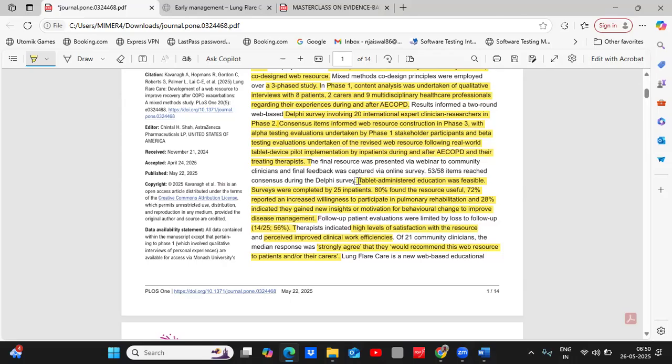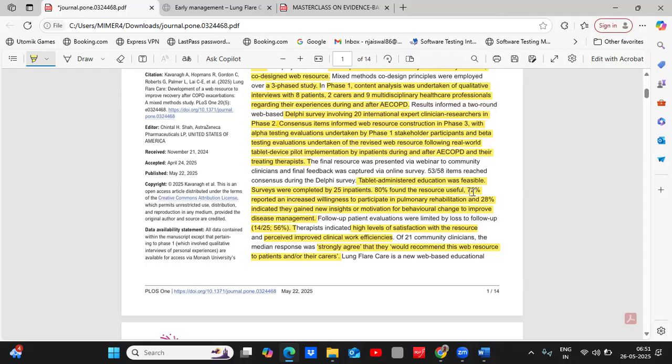And they have said that the tablet administered education, that means the tablet mediated education, was feasible. The survey was completed in 25 patients. 80% of the patients found the resource, that means the website, effective, and 72% reported an increased willingness to participate in pulmonary rehabilitation. This is the biggest problem, where patients are not willing to participate in the pulmonary rehabilitation program.